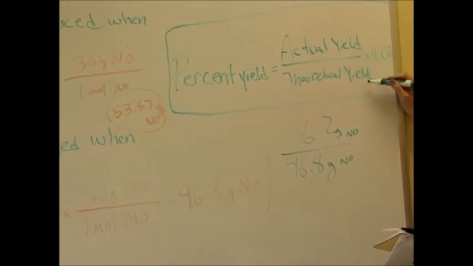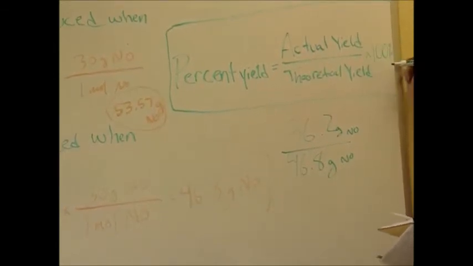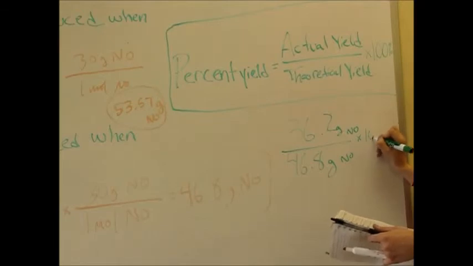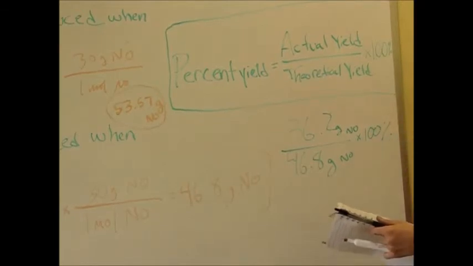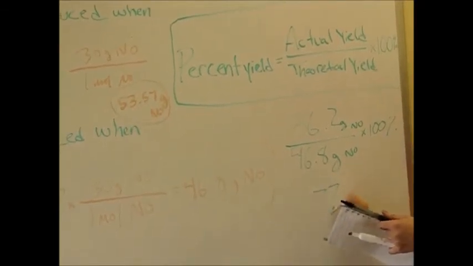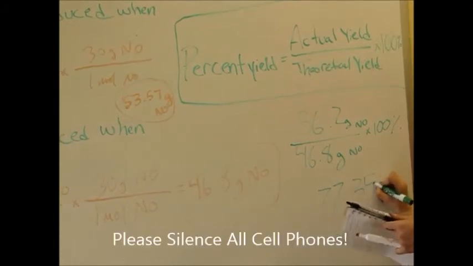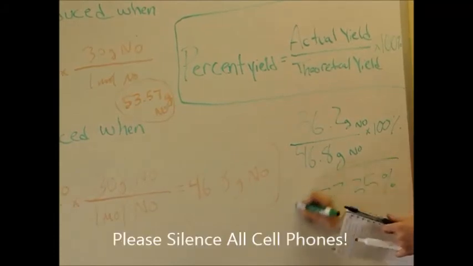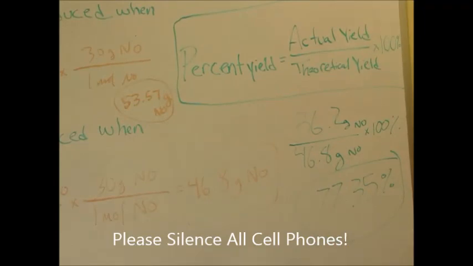So right here, this is the formula, actual yield over theoretical yield times 100%. And when you calculate that out, you'll get 77.35% as your percent yield for this problem.